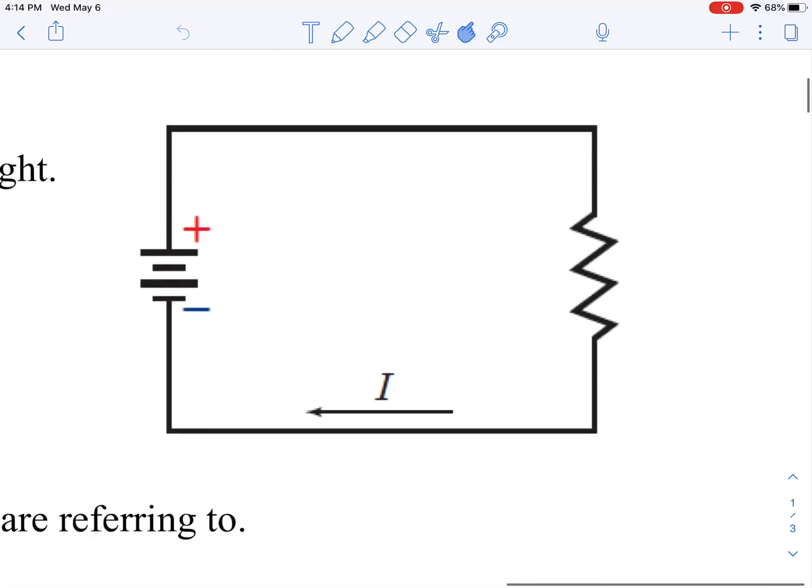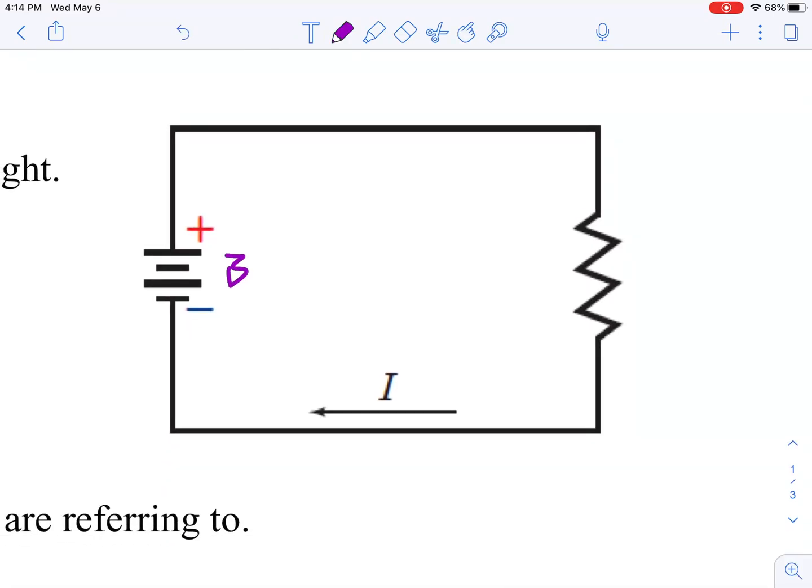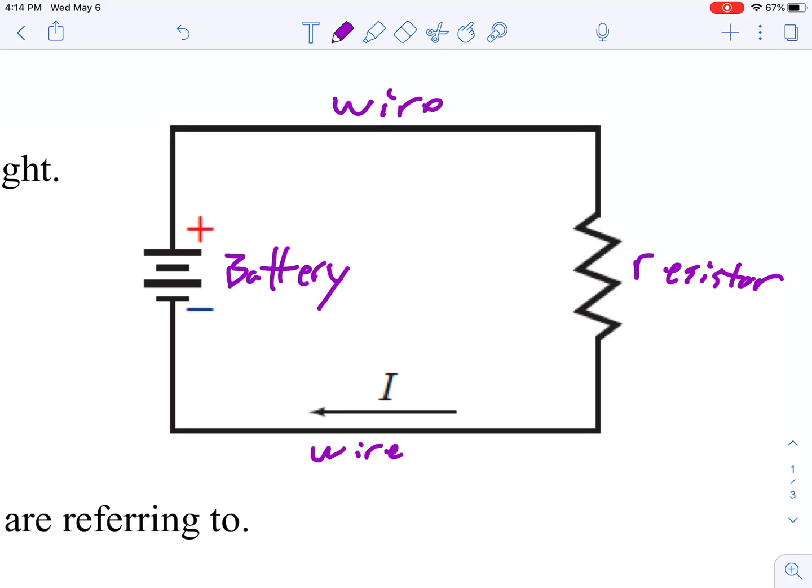So this is a battery, and this is a resistor. And the things connecting them, these lines, are of course wires. Hopefully you don't need me to label that, but I'll label it anyway. The positive terminal of the battery is always the one with the longer side. So this is always the positive terminal, negative, positive, negative. All right.